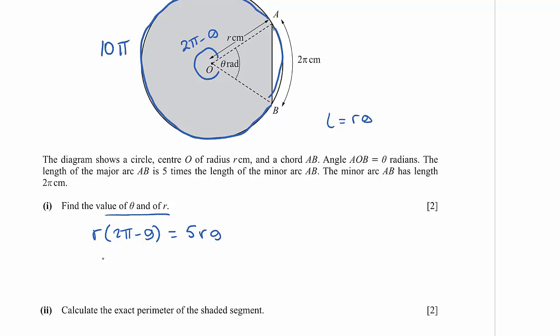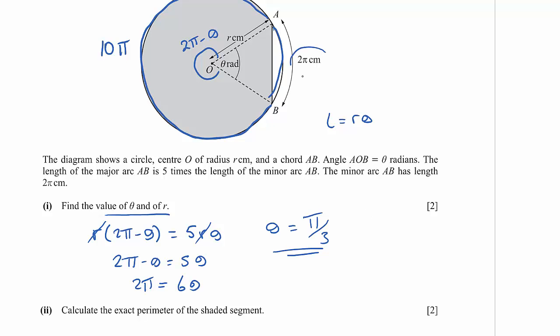So r's can cancel, and we've got 2 pi take away theta equals 5 theta. So 6 theta equals 2 pi. And then theta is 2 pi divided by 6, which is pi divided by 3. And then if we substitute back, no, let's just use the fact that L is equal to r theta.